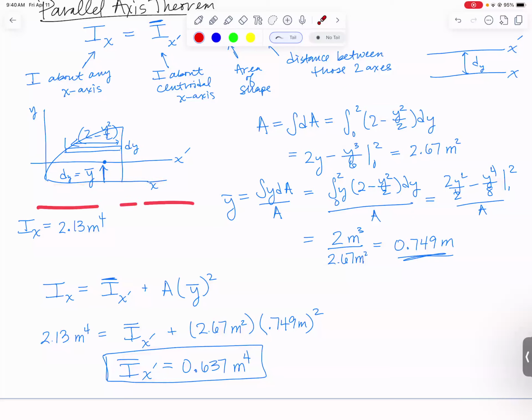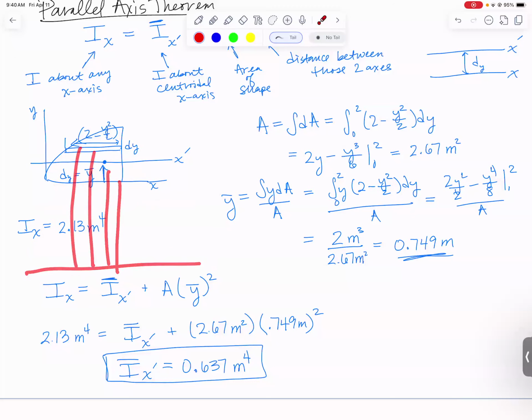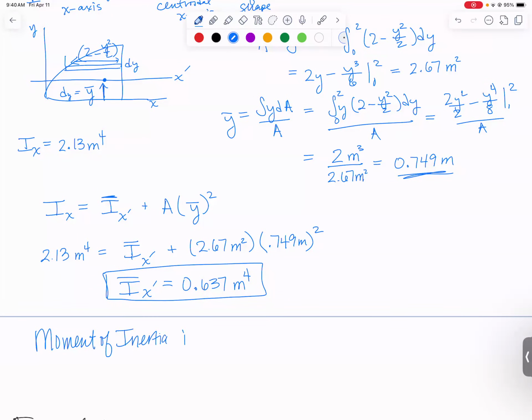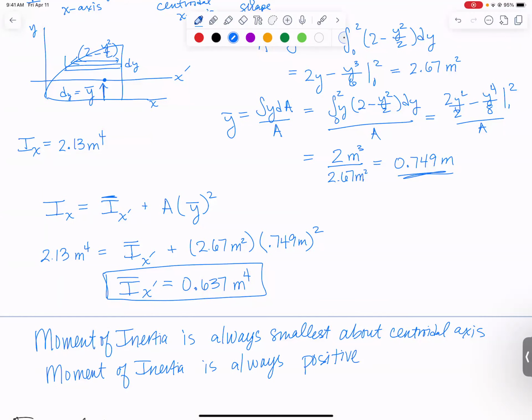And the farther away you get, if I did an axis all the way down here, I would have a really big moment of inertia because of how far away all these little bits of area are from that axis. So the moment of inertia is always smallest about the centroidal axis. Always. The other thing is moment of inertia is always positive. We're taking areas times distances squared. Those are all positive quantities. You can't possibly get a negative moment of inertia unless you made a mistake.